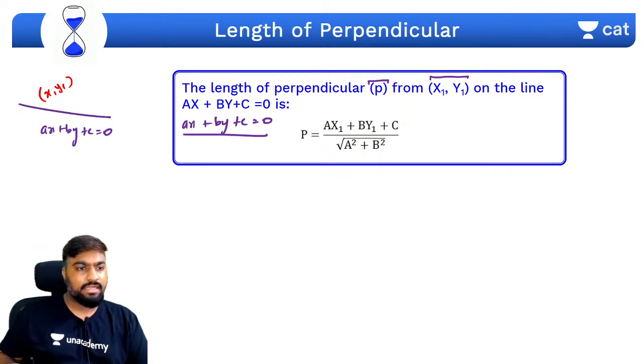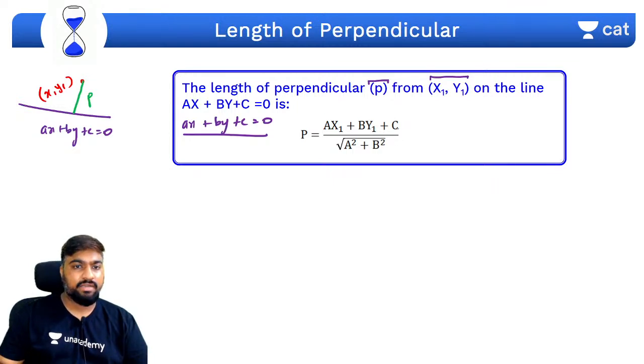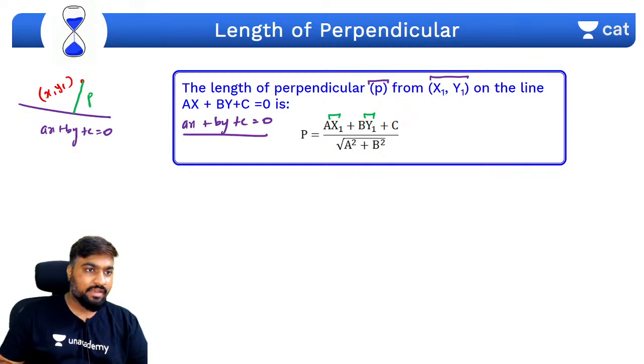So if this is the line and this is the point, and from here you want to find out the perpendicular distance, this distance is called P. P is basically (ax1 + by1 + c) divided by the square root of (a square plus b square). You plug in x1 and y1 in the given equation. If I plug in x1 and y1 in the given equation, it basically means it wouldn't satisfy.